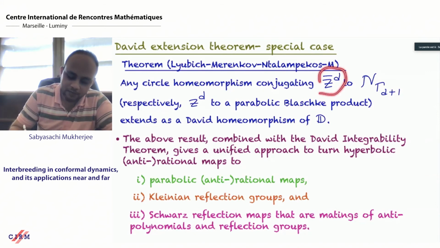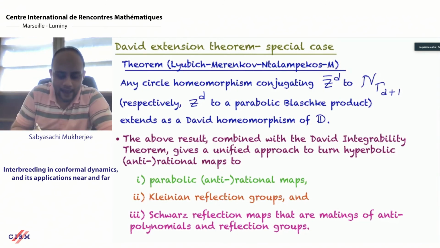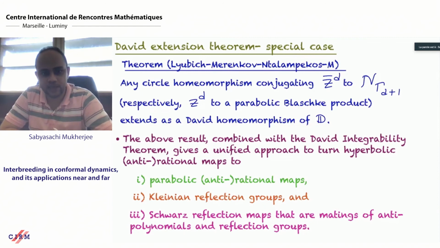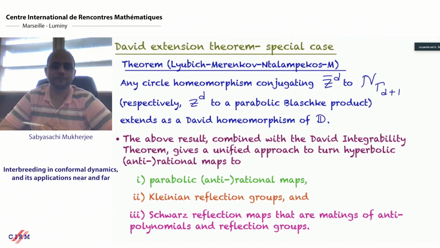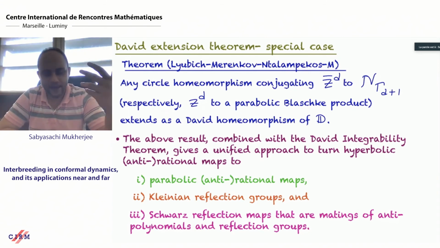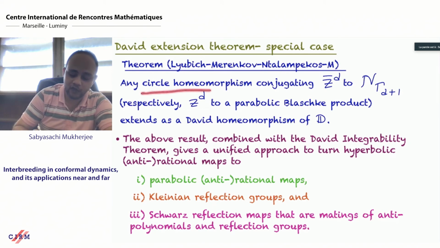So if you look at the map z-bar to the d and the Nielsen map of the ideal (d+1)-gon reflection group, any conjugation from this guy to that guy extends, not as a quasi-conformal map, but as a David homeomorphism of the disk. These are just generalizations of quasi-conformal maps with exponentially integrable dilatation. So the dilatation does blow up, but the area of the region where the dilatation blows up shrinks exponentially.